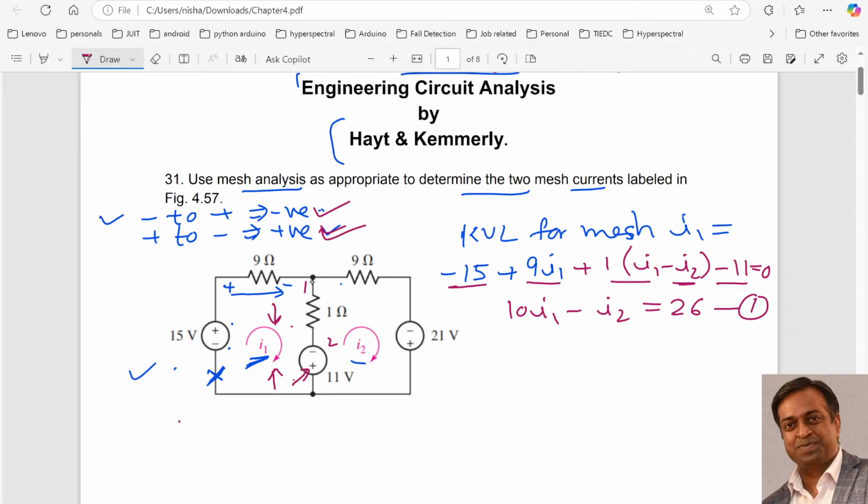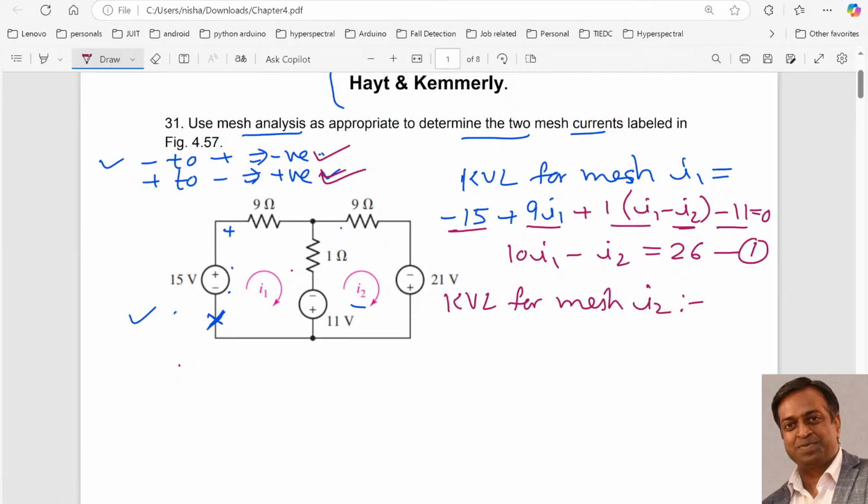Now for the second, applying KVL for mesh I2. Again I will follow the same convention. I am moving from here in the direction of the current, and the sign is changing from plus to minus, following this, so it is plus 11. I come to this part over here, and I need to see the current direction. I2 is flowing in the upward direction, whereas I1 is flowing in the downward direction. So overall, since I need to consider the current in the upward direction, this time I will take it as I2 minus I1, right? I2 minus I1.